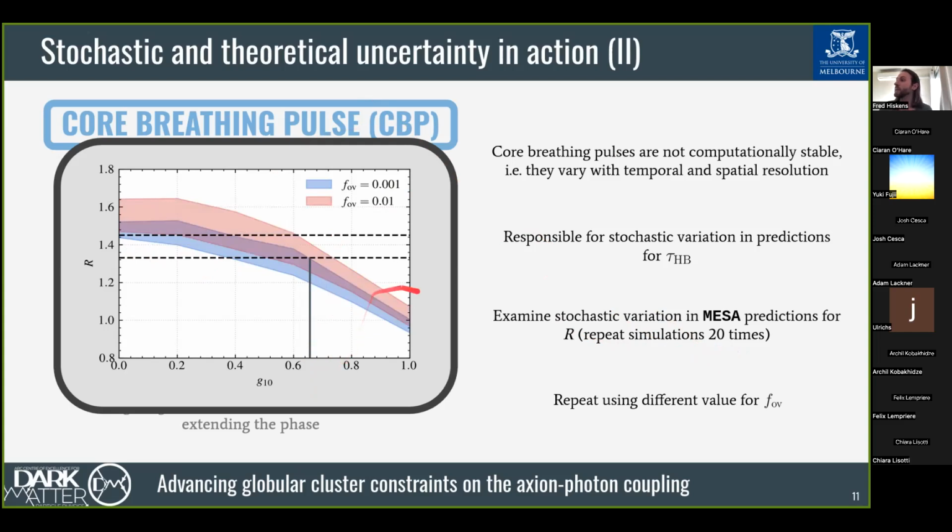So then you can repeat this, yeah? Because f overshoot was just a model parameter, a free parameter of the model, we can repeat it, for example, increasing it tenfold.